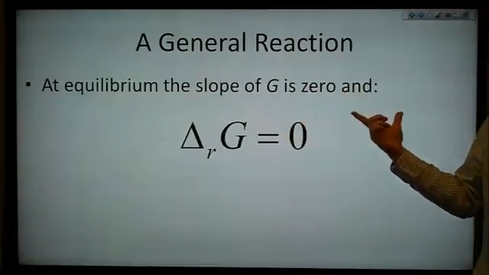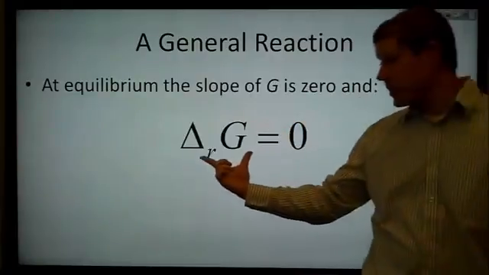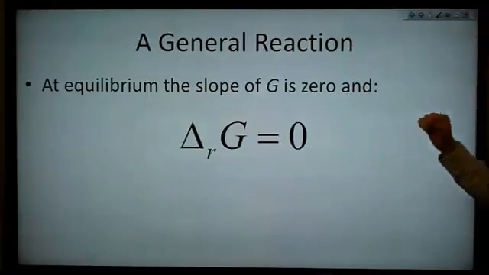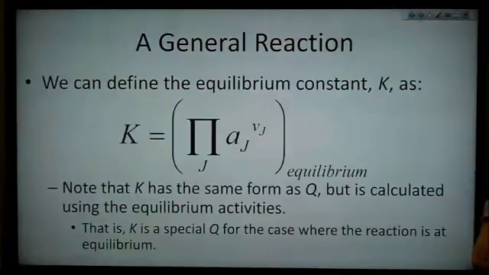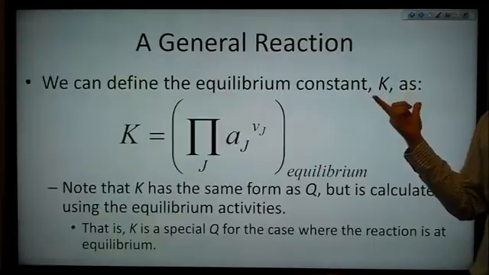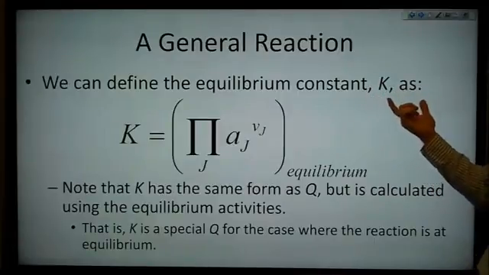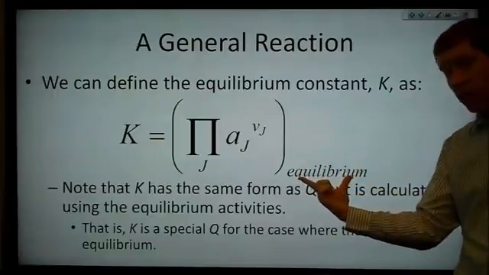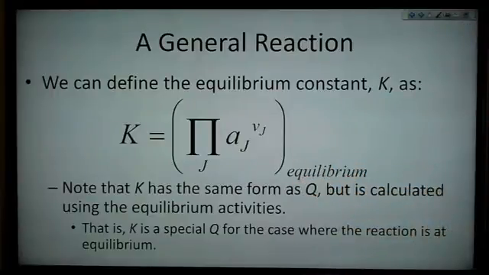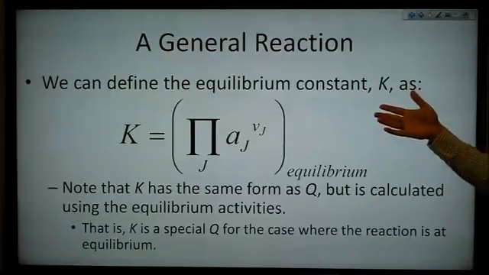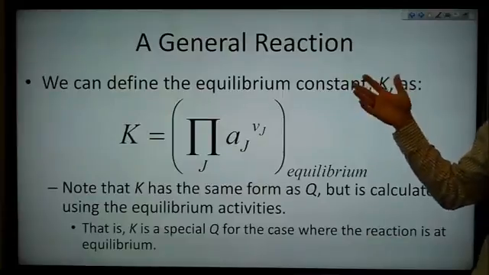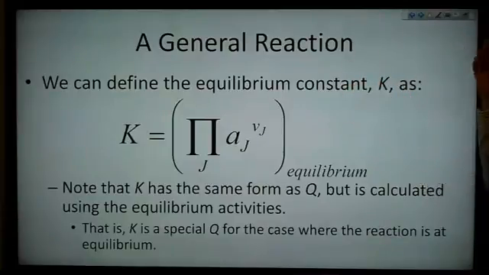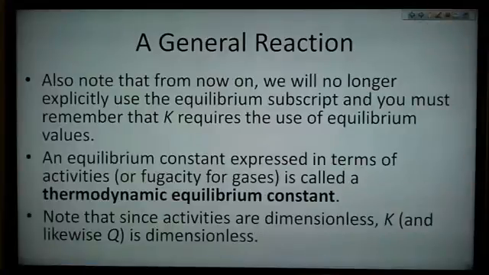Now at equilibrium, the slope of G is 0, and that means we can say that the Gibbs energy of reaction is 0 at equilibrium. And now we can define our equilibrium constant, K, just the same as we did for Q, except that now we're putting on this constraint that it must be at equilibrium. So K is a special case of Q, the case where the reaction is at equilibrium already.